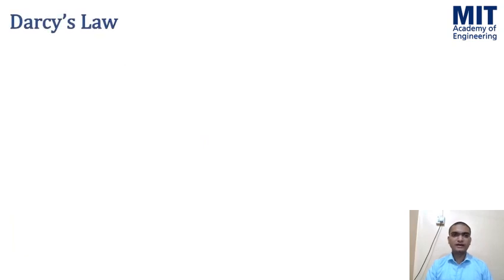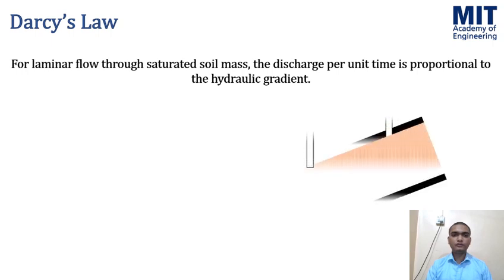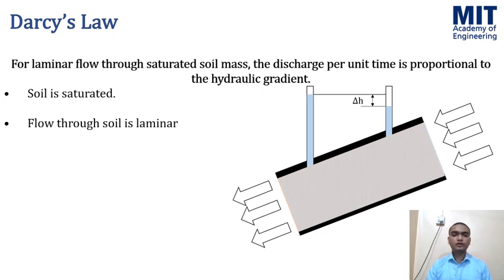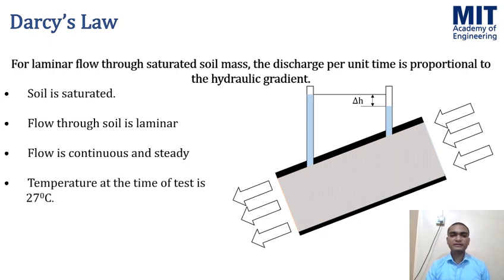Darcy's law. Darcy states that for a laminar flow through a saturated soil mass, the discharge per unit time is proportional to the hydraulic gradient. Here are some assumptions. He assumed that the soil is saturated and the flow of water should be laminar. He also assumed that the flow will be continuous and steady, and at the time when the test is being performed, the temperature will be 27 degrees Celsius. And the last point is that the soil mass of total cross-section area is to be considered.